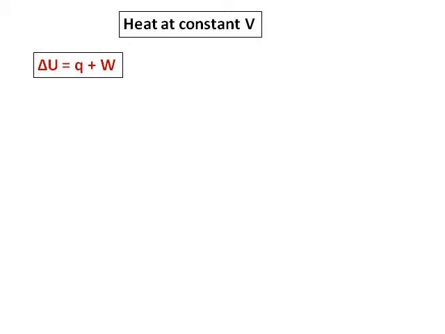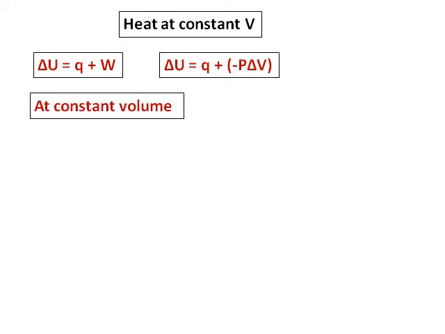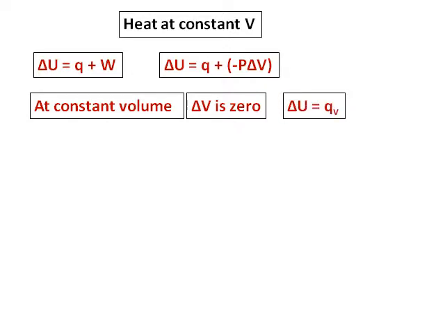We know the equation: internal energy, delta U, equals Q plus W, where U is the internal energy, Q is the heat, and W is the work done. When the volume is constant, delta V, the change in volume, will be equal to 0. So that means delta U equals Q. At constant volume, the internal energy is equal to the heat, and we write it as QV.